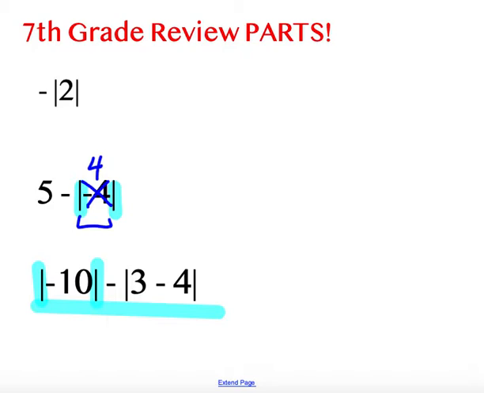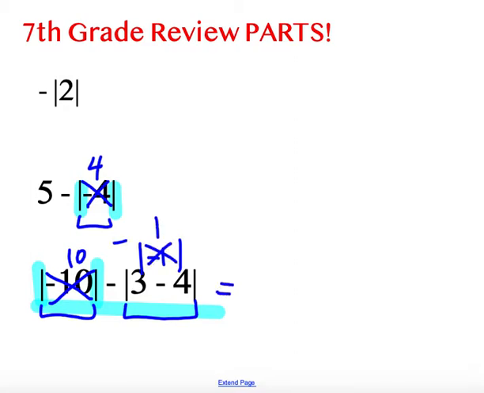On this one, the absolute value, how far away from 0 is -10? That is 10. If we simplify this, 3 minus 4 is -1. And how far away from 0 is -1? That is 1. And then we would just finish simplifying this. 10 minus 1 is 9. So that's just a little tiny refresher from 7th grade.